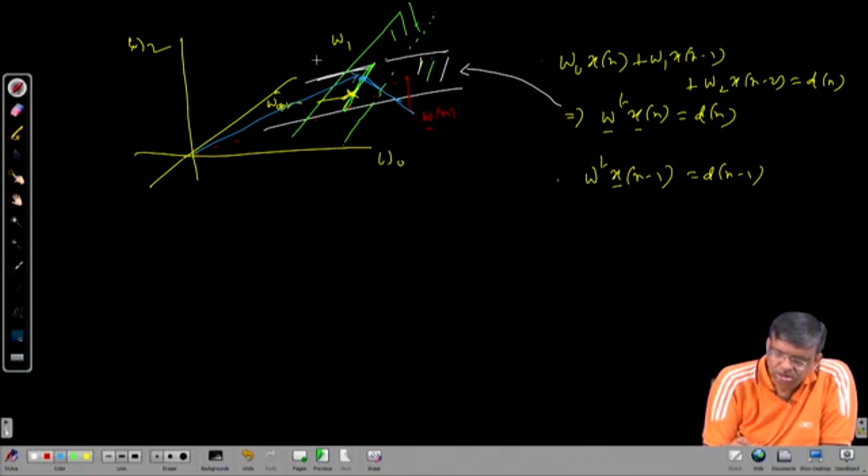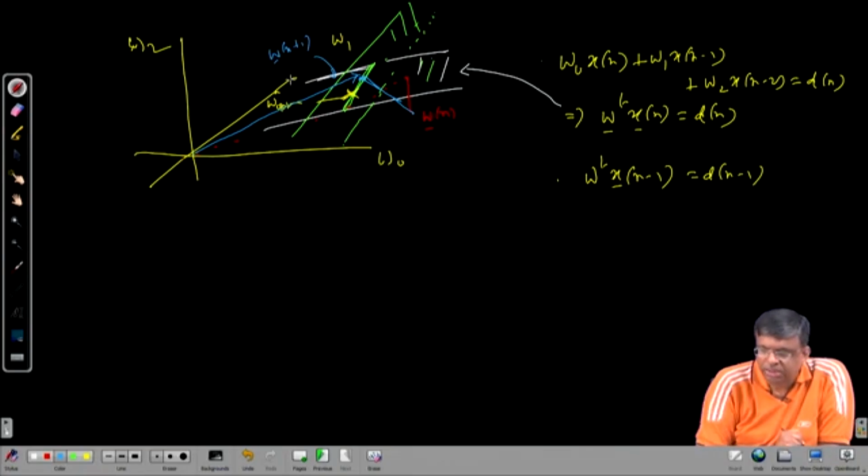This vector is W n plus 1 under APA. And now, see, this is much closer to the optimal one than this guy. Under NLMS, I would have projected here. So there is much more distance between the optimal one and the projected point.